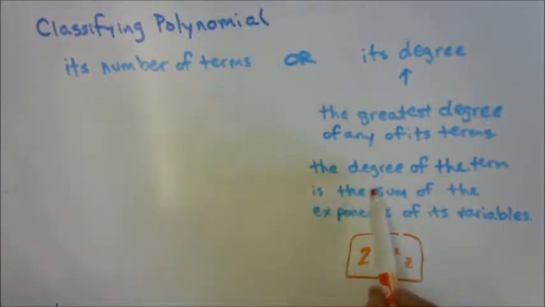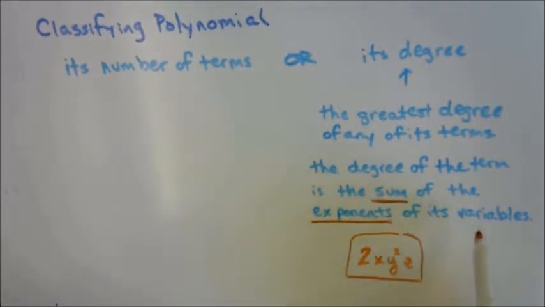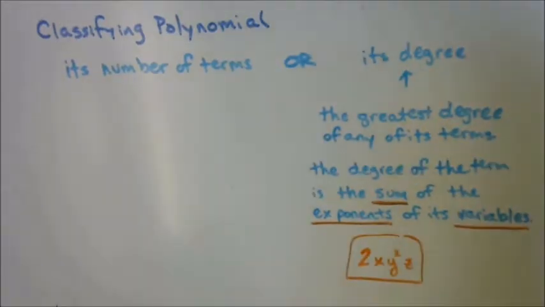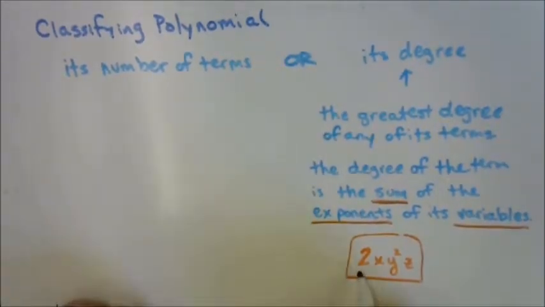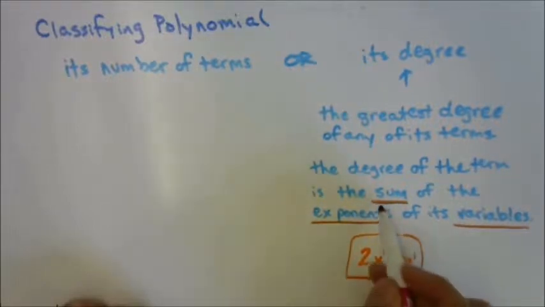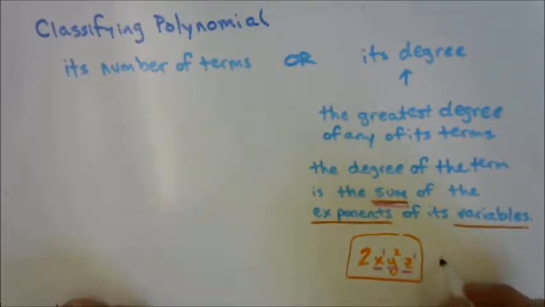Now, the degree of this term is the sum of the exponents of the variables. So here I see we have a digit, 2. That's a value, that's not a variable. I have a variable here, here, and here. 3 variables, x, y, z. The exponent of the x variable is 1. The exponent of the z variable is 1. And the exponent of the y variable is 2. So the sum means I'm adding these guys up. 1 plus 2 plus 1 is 4. So the degree of this term is fourth degree.